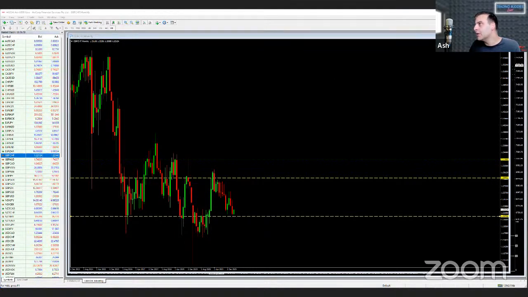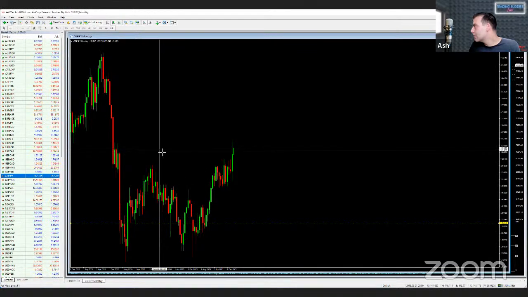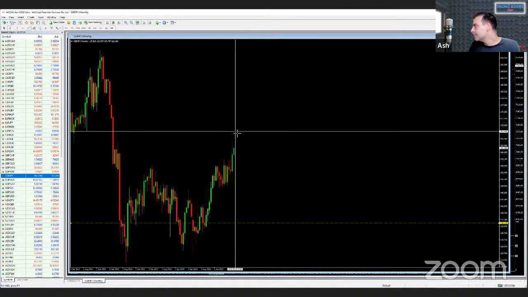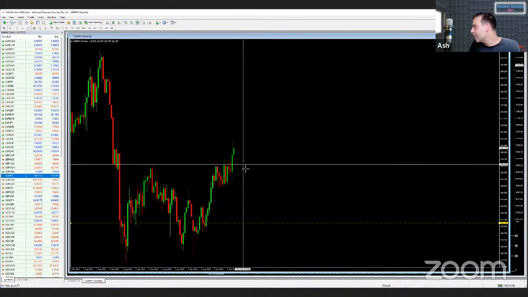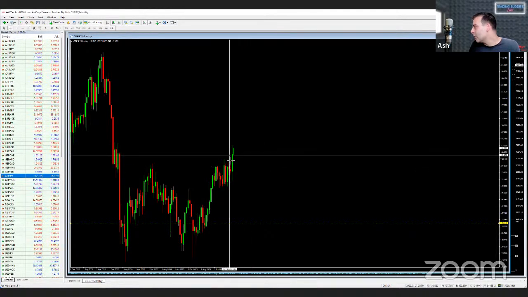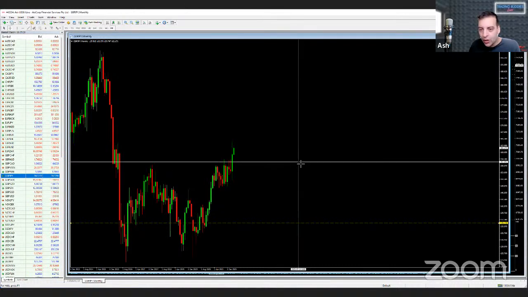And the final one is the pound yen for a long. And that's quite interesting because, yeah, there might be some room there. I'd want it back here, really, if I was going to take that on long. So I haven't really got a lot there.